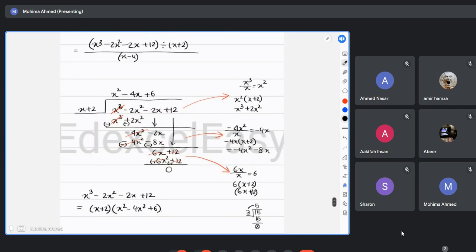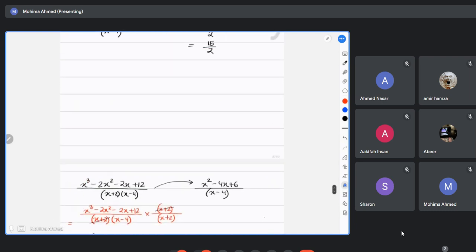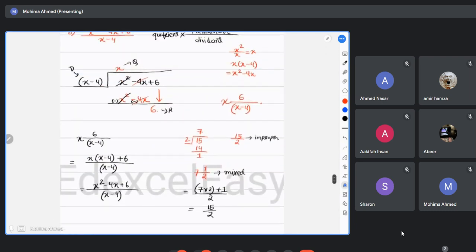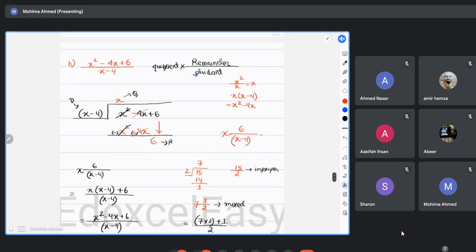Now, from this part, we understood one thing, right? That if in long division the remainder is 0, in that case, I can just multiply the dividend with the quotient to get the original polynomial. And if the remainder is not 0, then I have to use the mixed format fraction, right? Then I have to write my answer in this format. Quotient plus the remainder over the divisor.